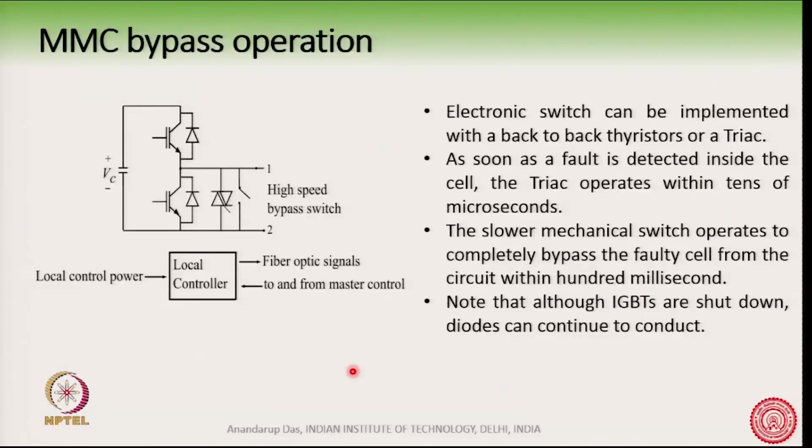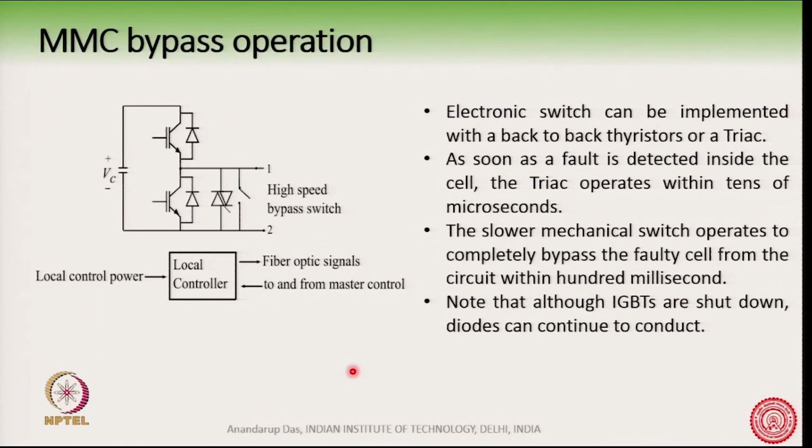So, when the cell dies, the local controller will also lose its power. Of course, they will generally have some amount of buffer time, after which the power of the local controller is exhausted. Now, this bypassing operation in MMC in particular is something which takes place automatically.